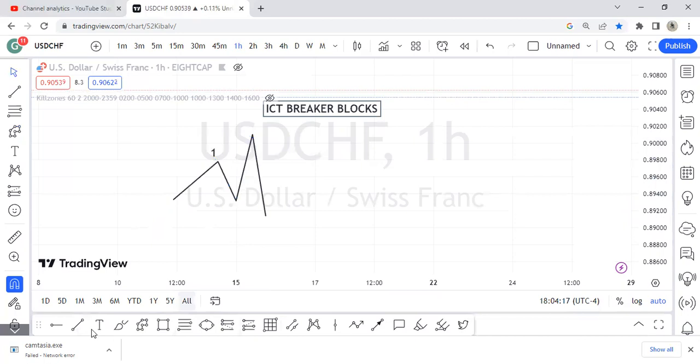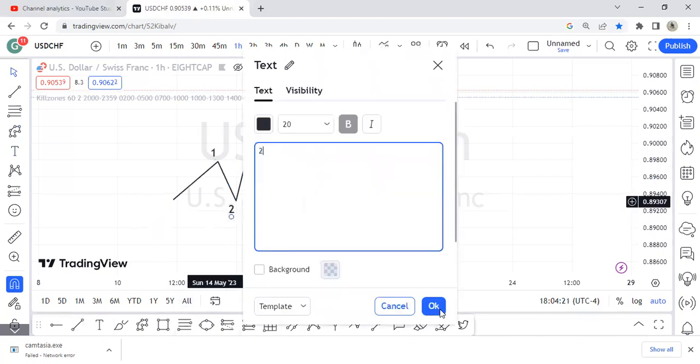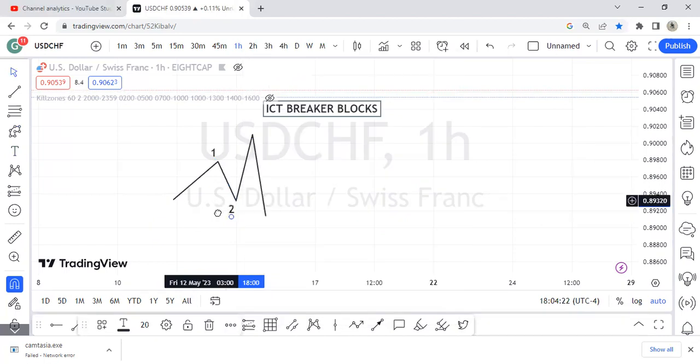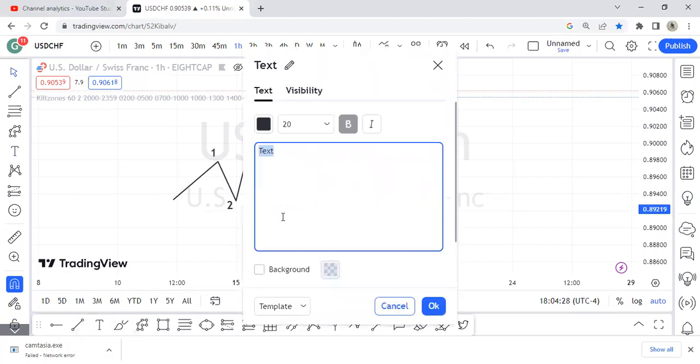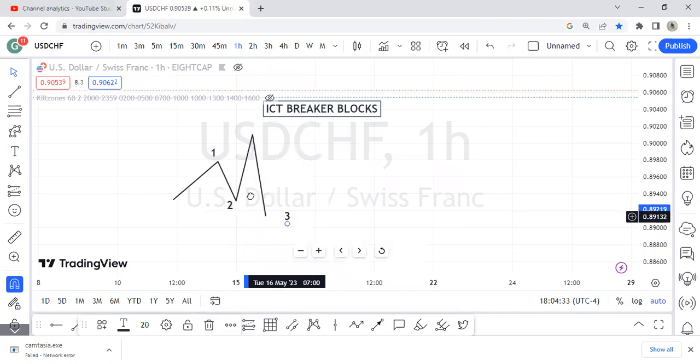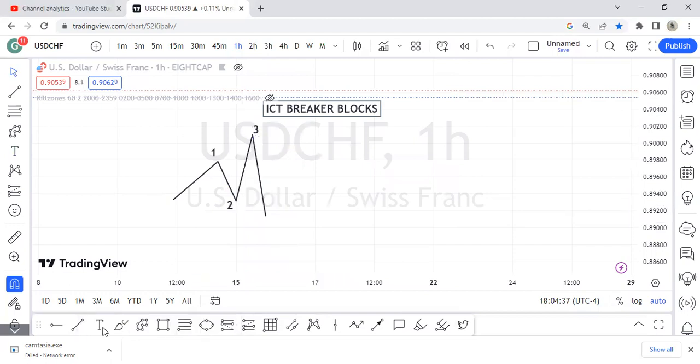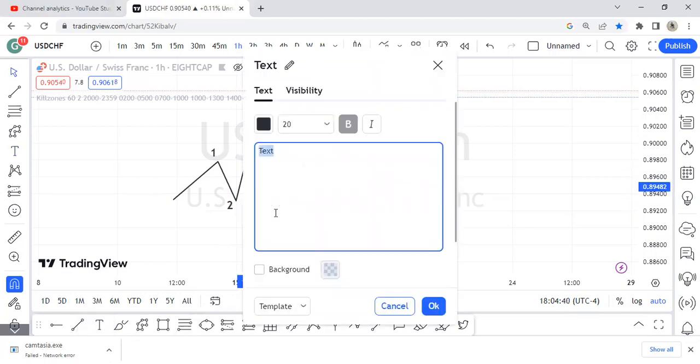We have point two, we have point three there, and then we have point four. Now, why am I labeling this? So you can know what I'm talking about.